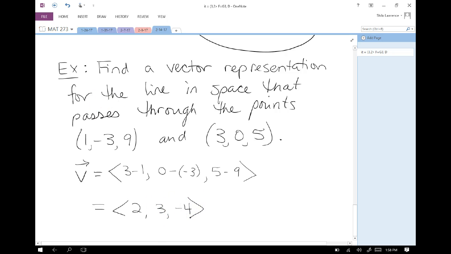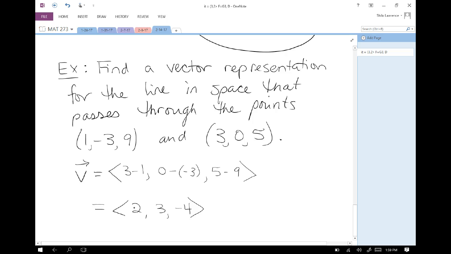So 2, 3, -4 would be a vector for this line, but also -2, -3, +4 would work, because a line points forever in both directions, and a vector only points in one direction. So 2, 3, -4 would work for one side, -2, -3, +4 would work for the other side. So either one of them is perfectly fine.